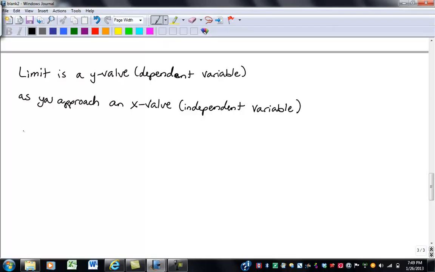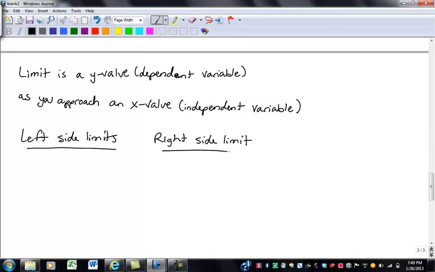And we have left side limits. We have right side limits. Or left hand, right hand, sometimes they're called. And two-sided limits. So we look at the left-hand side limit and the right-hand side limit, which always exist, and we use them to determine if the two-sided limit exists. If the left and right side limit are equal, the two-sided limit exists. If the left and right-hand side limits are not equal, the two-sided limit does not exist.